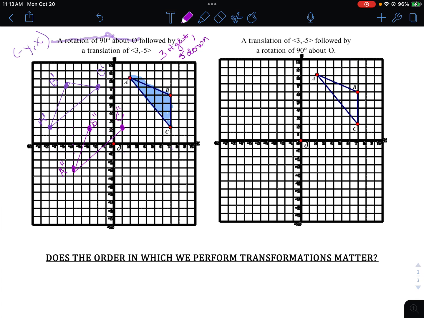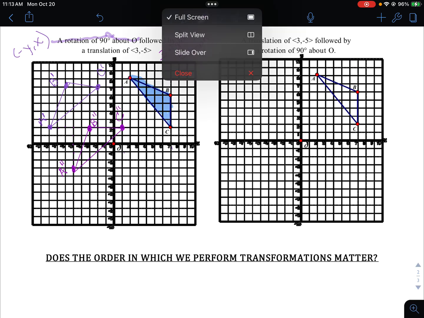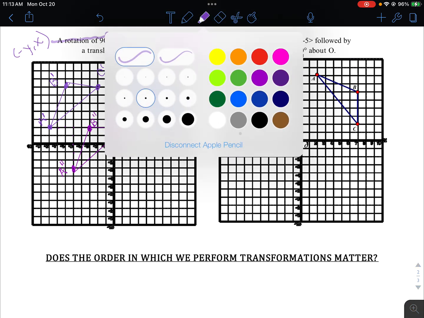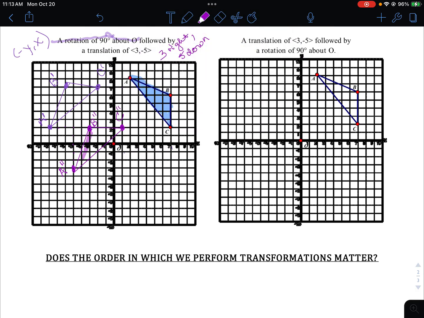And there we have that. And I am going to go... and why can't I do this? There we go. And so here is the final image, A prime, B prime, C prime. Okay. So that is what it looks like when you rotate it and you follow that with a translation.